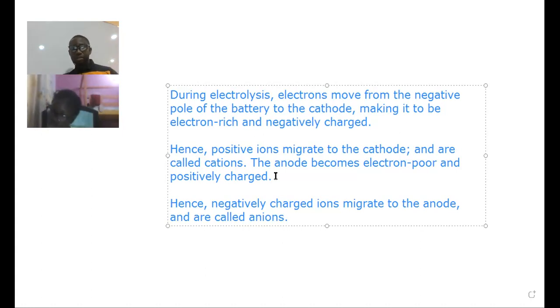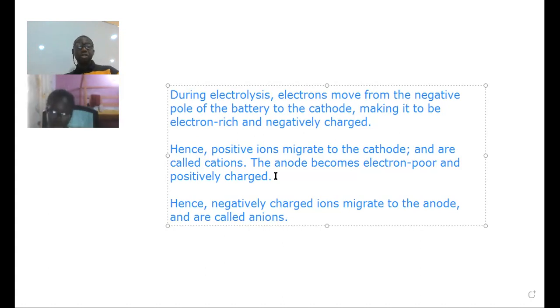Now, positive ions migrate because the cathode is already electron rich. What happens to ions? Positive ions migrate naturally towards the cathode, and therefore they are called cations. Now, the anode becomes poor in electrons from the battery, and because of that, it becomes positively charged. Hence, negatively charged ions migrate to the anode, and they are called anions.